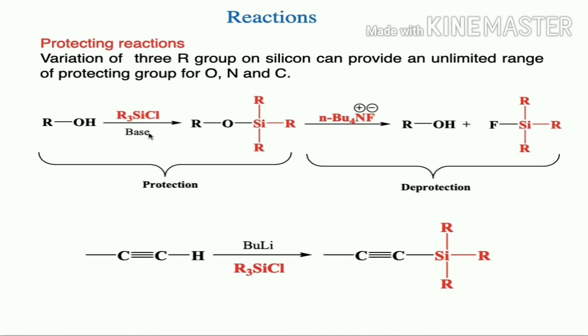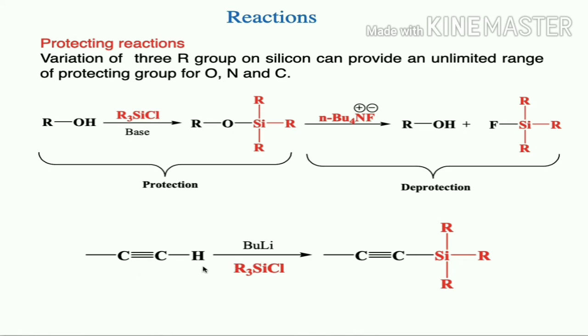Here the general reaction of protection of alcohol is given. Alcohols, upon treatment with trialkyl silyl chloride in the presence of a base, get protected, thereby making the alcohol less reactive. If you want to remove this protecting group, just adding tetrabutyl ammonium fluoride salt is enough for the deprotection reaction.